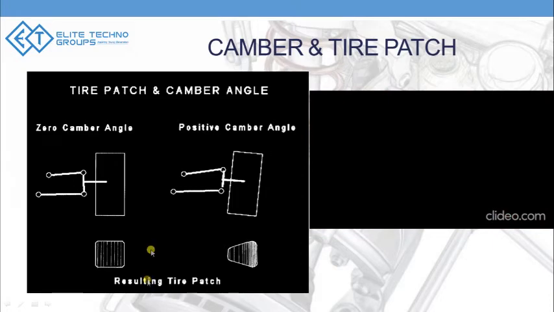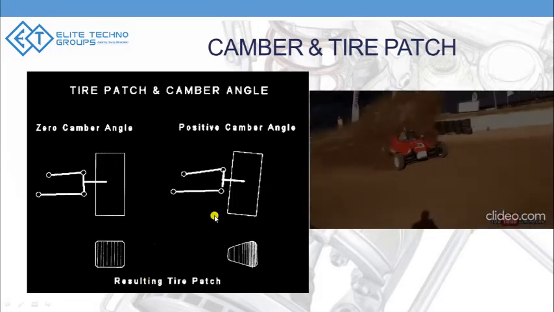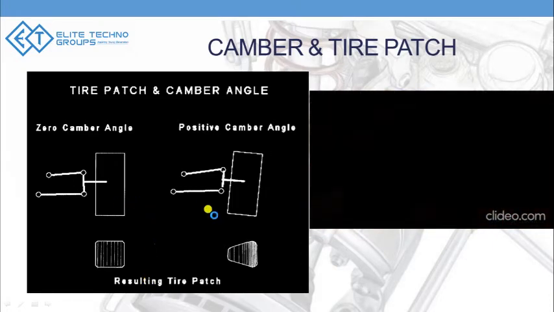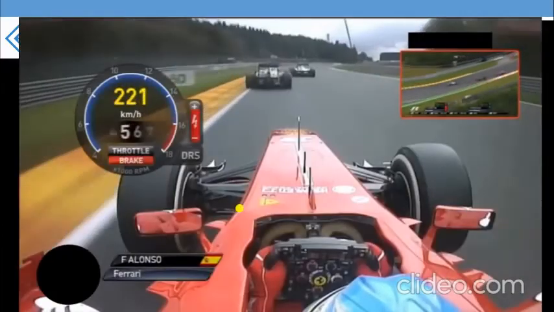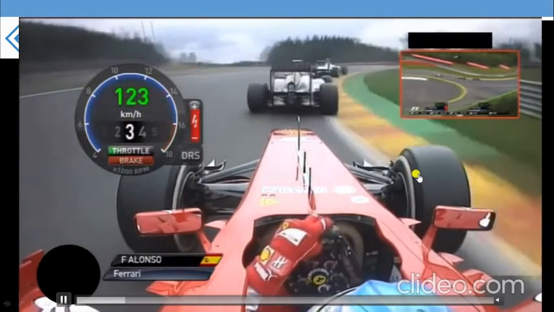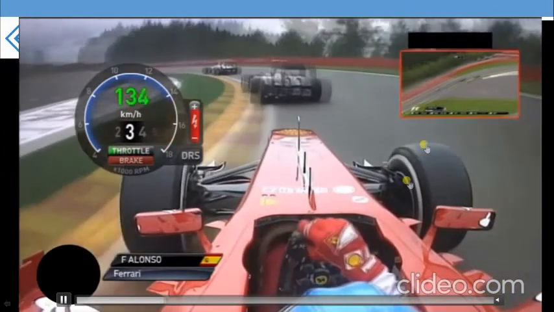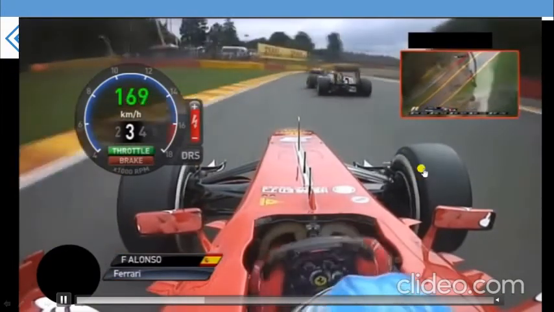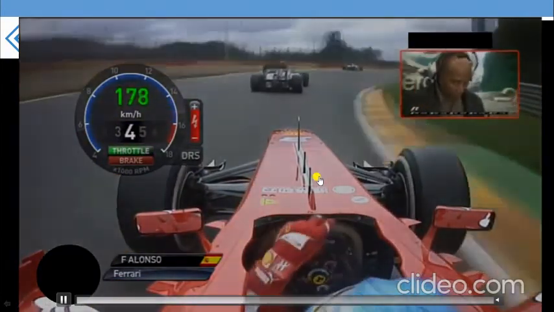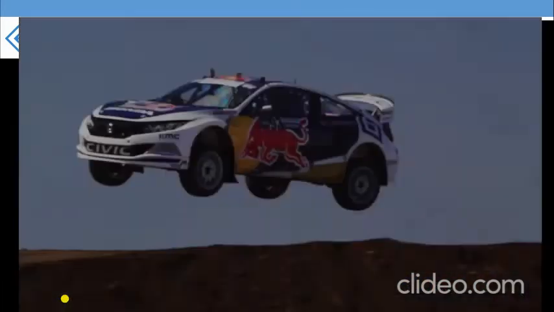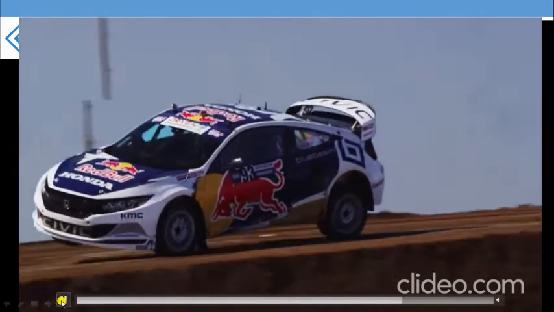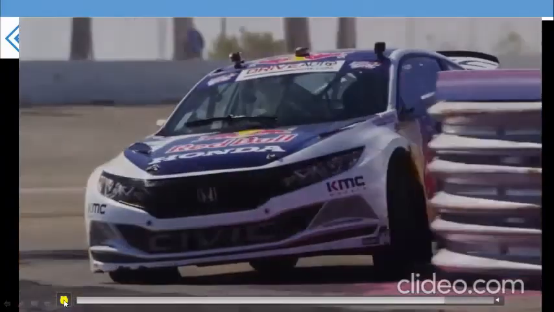So during high speed cornering, you can see a camber gain in an F1 car, or in an all-terrain vehicle. You can see a camber gain on the outside tire in an F1 car, in an all-terrain vehicle, or even in autocross. If you look at this cornering in autocross, this is the inner wheel and this is the outer wheel.